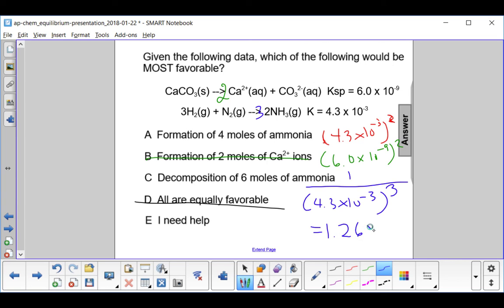12.6 times 10 to the 7th. Okay. And so it would make sense that if the forward reaction here has a negative exponent, a very small value of K, the reverse reaction would have the opposite K, something much, much larger. So the larger the K, the more favorable the reaction. So the most favorable reaction here is C.